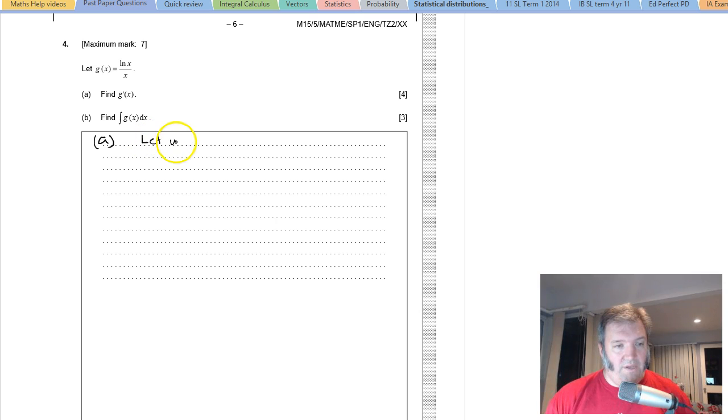Let u equal ln x, and v equal x. U dash is going to be 1 over x. V dash is going to be 1. And v squared is going to equal x squared. So, using all that information, we are going to have g dash of x. Remember to get these in the right order: u dash v minus uv dash divided by v squared.